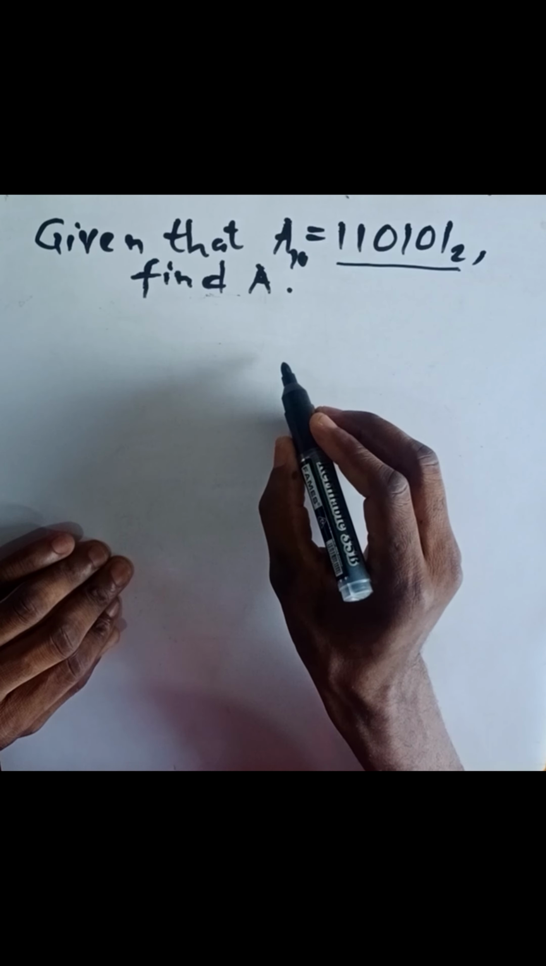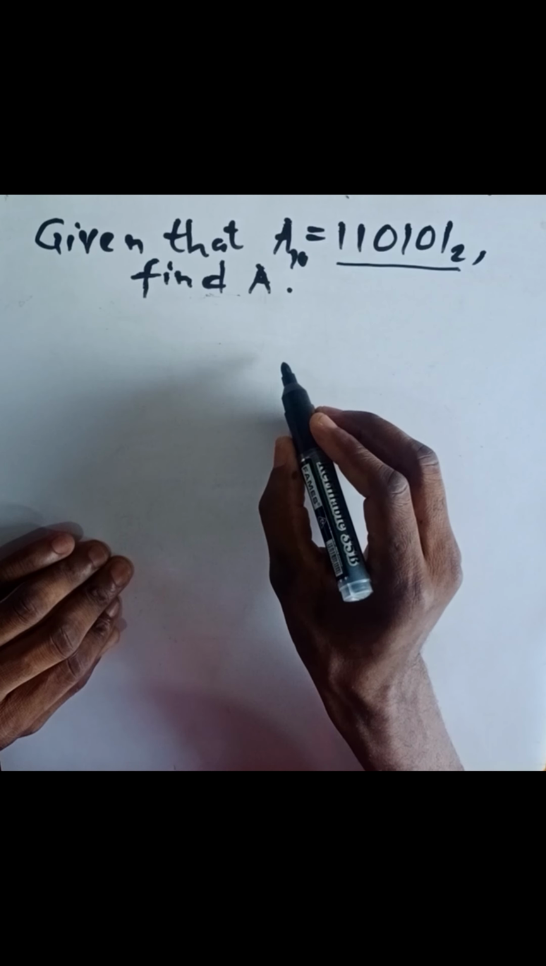Now, what's the next step? Let's start multiplying. 1 times 32 will give us 32, plus 1 times 16 will give us 16, plus 0 times 8 will give us 0, plus 1 times 4 will give us 4, plus 0 times 2 will give us 0. And lastly, plus 1 times 1 will give us 1.